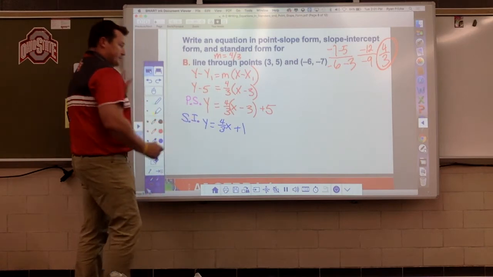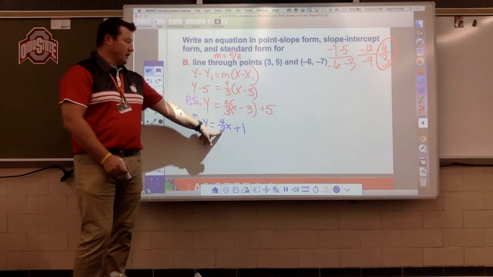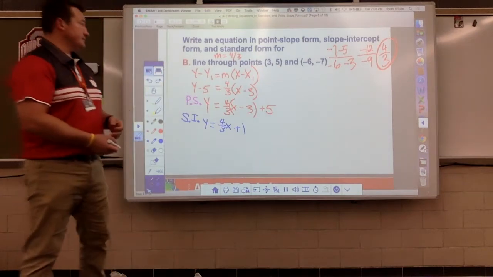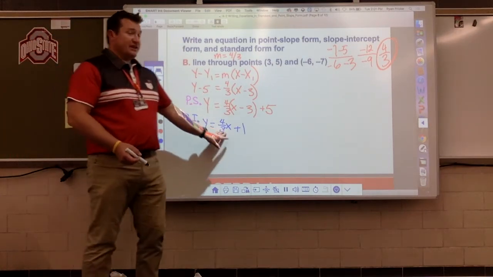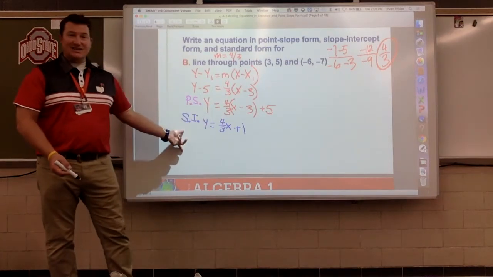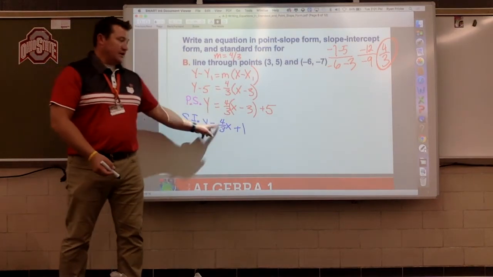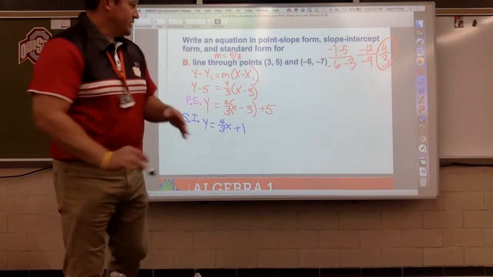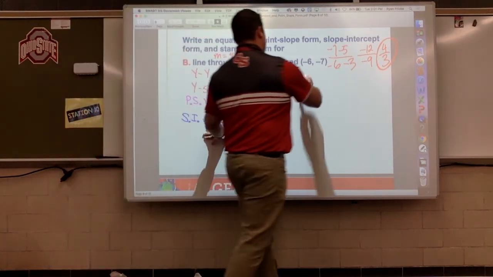Here is slope-intercept form, right? 4/3 is your slope, 1 is your y-intercept. Okay? This is pretty close to standard form, right? Standard form says, hey, bring x and y back together. Now, standard form hates fractions. I mean, hates them. So we have to get rid of this fraction, okay?